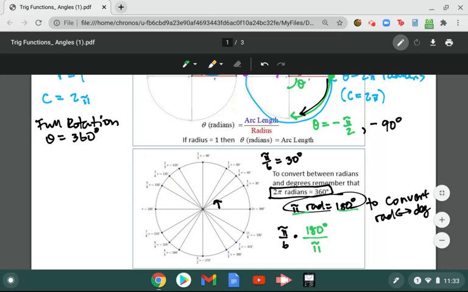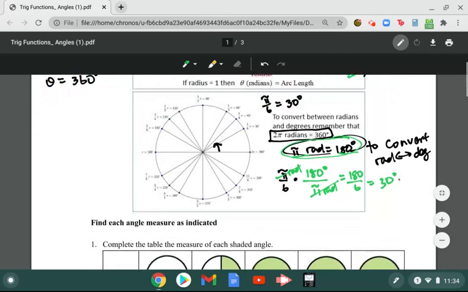This is going to let me cancel. These are actually radians. So this lets me cancel the unit radians along with the pi. And I end up with 180 over 6. And 180 over 6 is 30 degrees. So we're going to be doing these conversions using the fact that pi radians, that half of a rotation, is the same as 180 degrees.